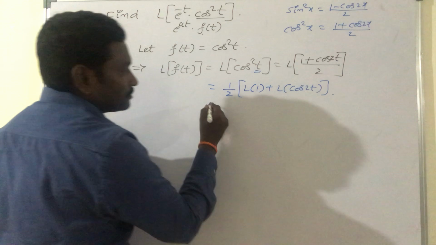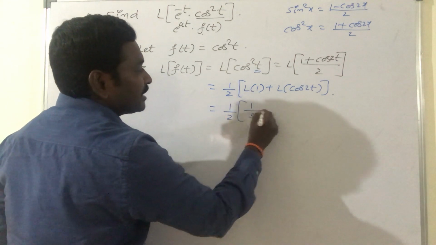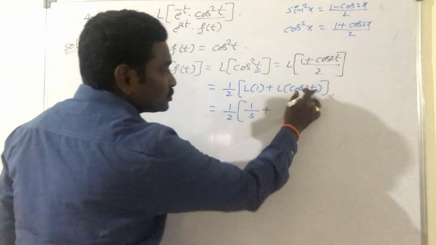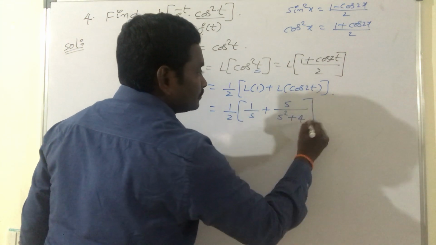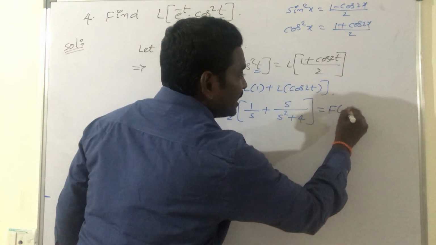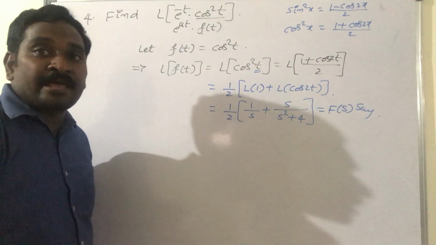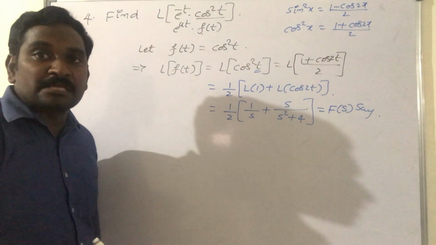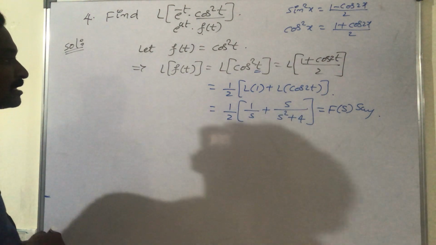Split the terms. So 1 by 2 into, what is L of 1? 1 by s. What is L of cos 2t? s by s square plus 4. Don't forget to put the name as F of s. In this F of s, we should replace s by s minus a according to first shifting theorem on Laplace transform. Now write the statement of first shifting theorem on Laplace.